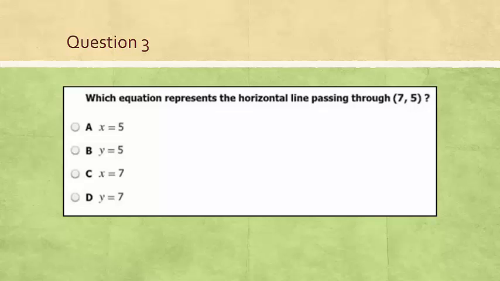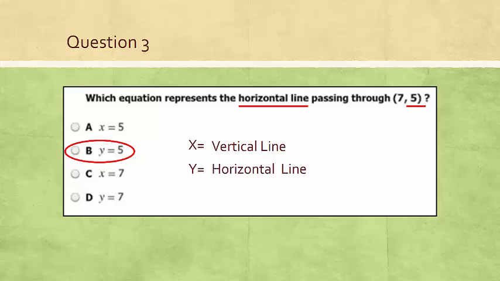Alright, now it says which equation represents a horizontal line. Remember, x equals means it's going to be a vertical line, and y equals means it's going to be a horizontal line. So it says horizontal, so we're going to go for the y value. Y value is 5, so we're looking for y equals 5. Oh, sorry, couldn't even see it there for a second. Yep, answer choice B. Alright, let's see what else we got.